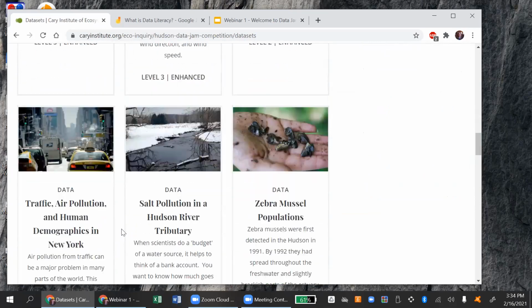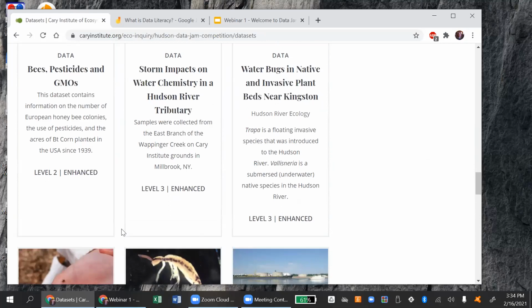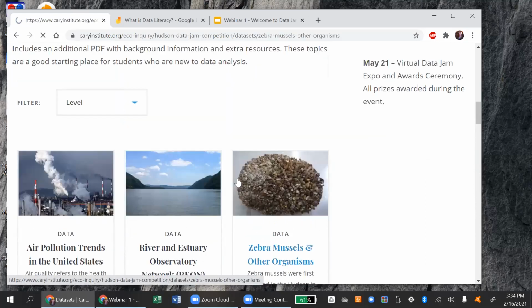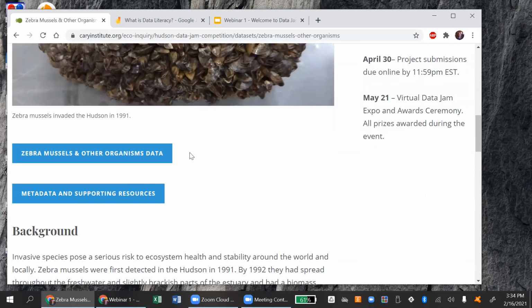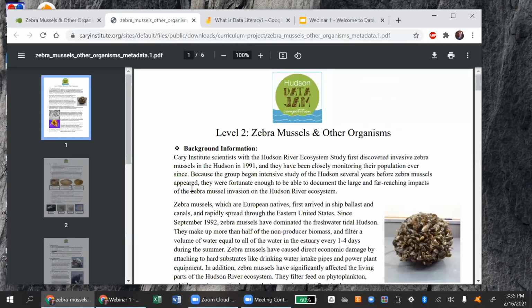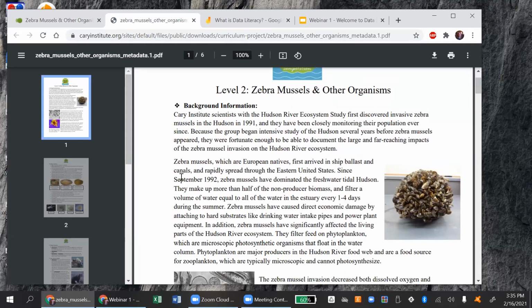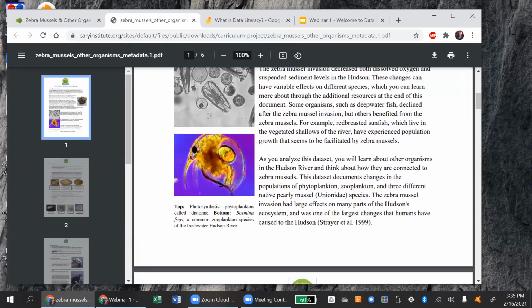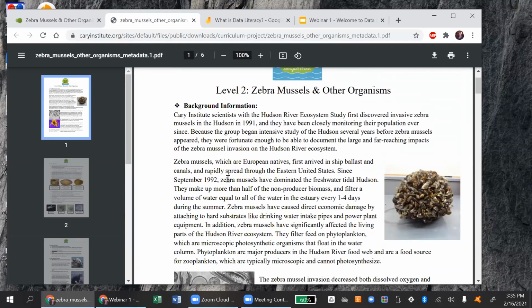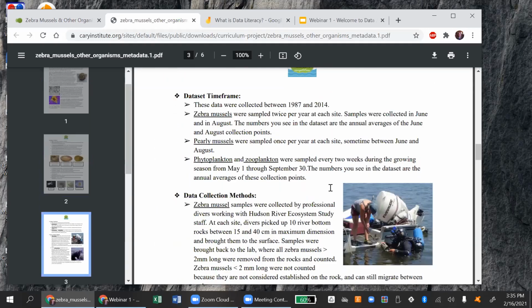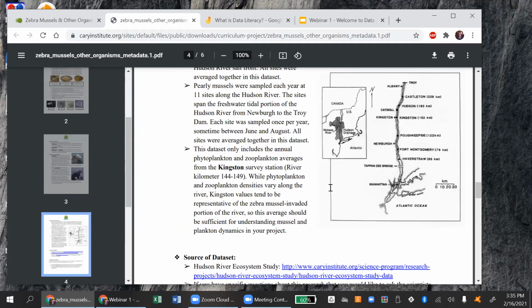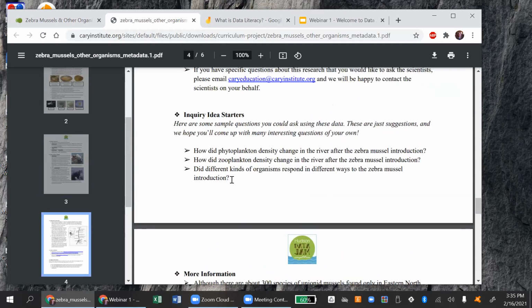If you click on one, let's just click on zebra mussels. Each data set has its own website, and on this website, you'll find a background material button. This is a really great background information sheet that gives students a background on why it's important and interesting to be looking at this data. Zebra mussels, as many of you probably know, are a huge invasive species in the Hudson River. And what's nice on these background sheets is they even provide prompting questions to get students thinking about the things they could look at with the data.